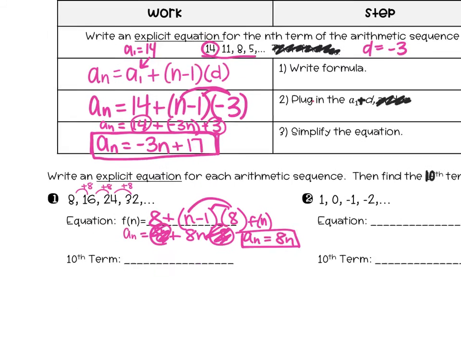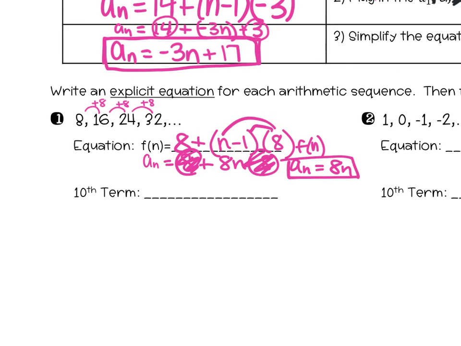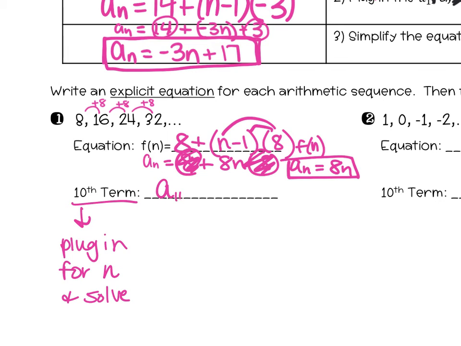Okay, now the 10th term. When you are looking for a specific term, you are plugging that number in for n and solve. Okay, I can use this simplified formula I already did. So I'm going to say a10, because I'm finding the 10th term of that arithmetic sequence, would be 8. And then 8n means times. So I'm going to do 8 times, plug 10 in for n. So a10 would be 80.